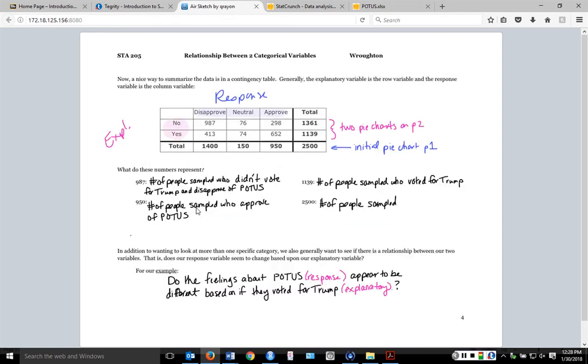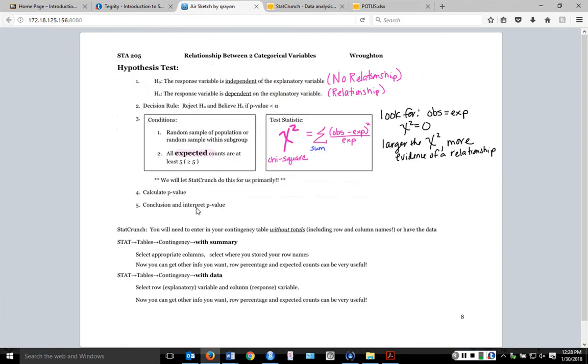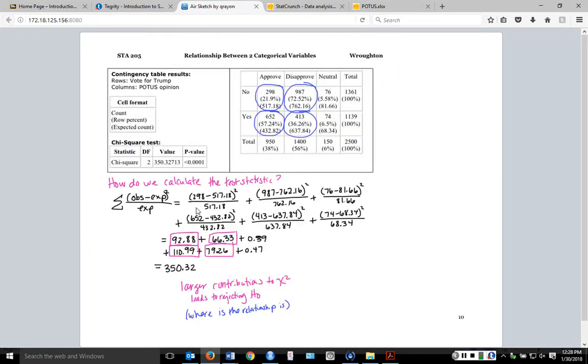So how we're seeing that happen in our chi-squared contributions, these are the neutral ones, those green pieces that weren't very different. Since they're not very different, they're not contributing much to this chi-squared, and thus they're not the reason we're rejecting the null hypothesis here. It's the approve and disapprove columns that are leading us to reject the null hypothesis. And so that completes the first example here of looking at your relationship between two categorical variables.